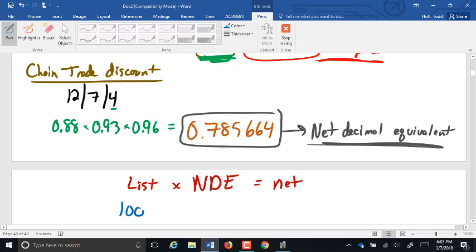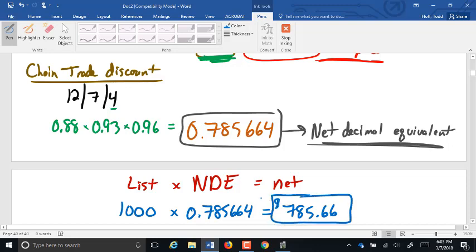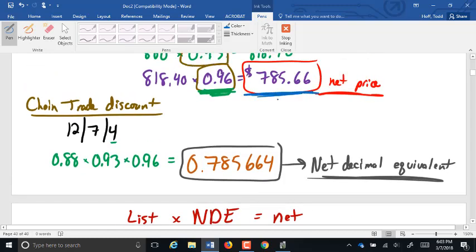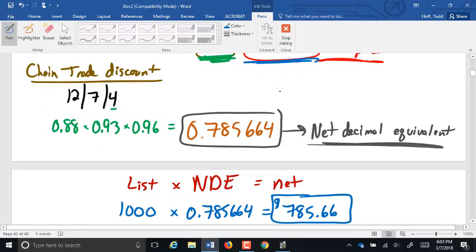So here, if I had the $1,000 list price times 0.785664, notice I did not round that, I get $785.66. I'll round it to 66 cents. So $785.66, which is, by the way, what we found up here. Just a lot simpler to do it all at once.